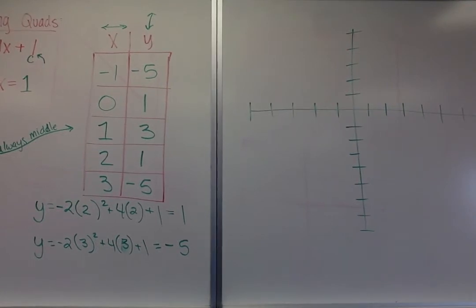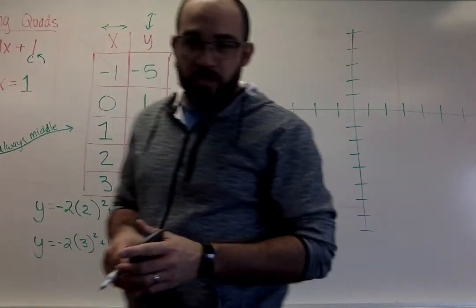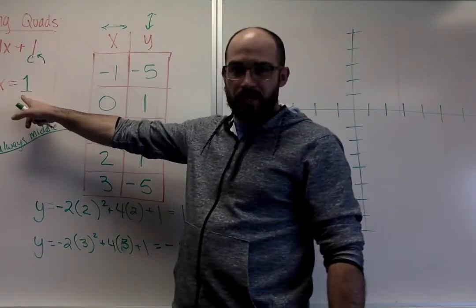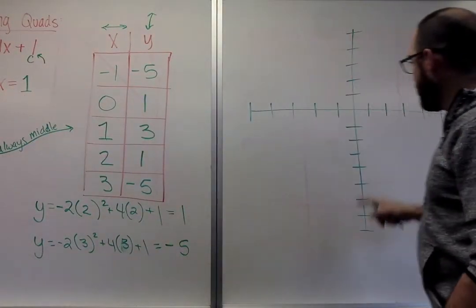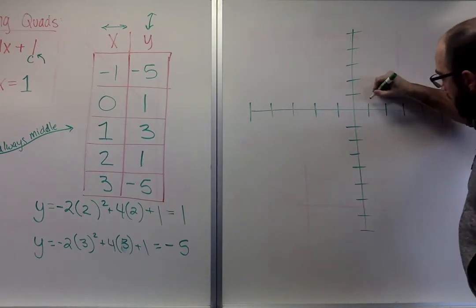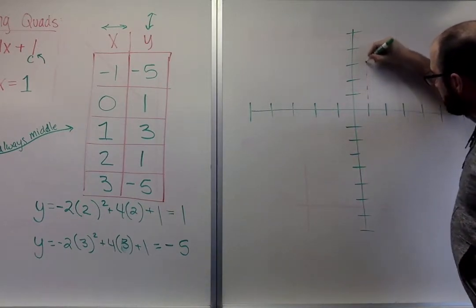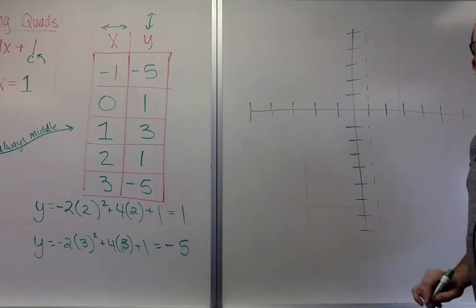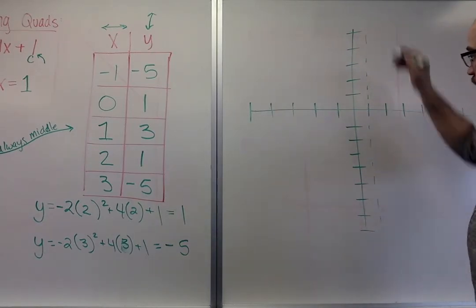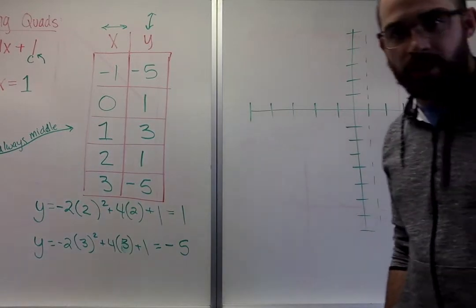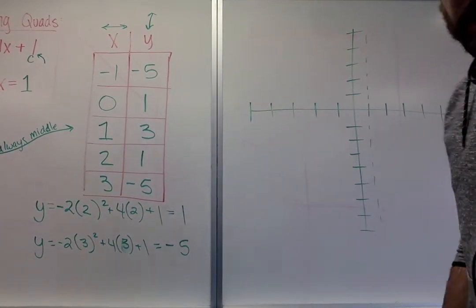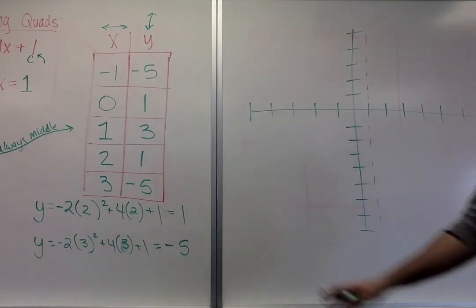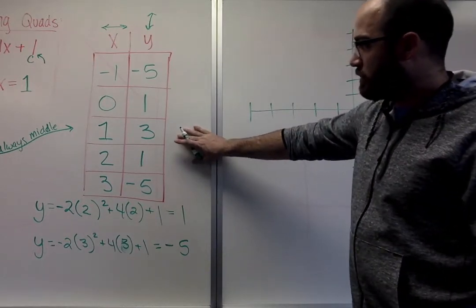There we go. So we said our axis of symmetry, which you can see right here, is x equals 1. That tells me that if I go to 1 here, I can draw a vertical dotted line. That tells me this is my axis of symmetry. This is kind of the middle of my graph. It's kind of hard to see. Yeah, you can see that. Okay. And then I'm going to go ahead and start putting my points on.